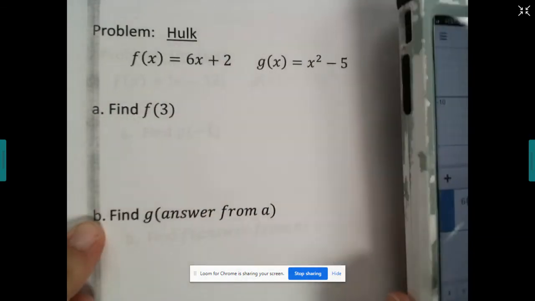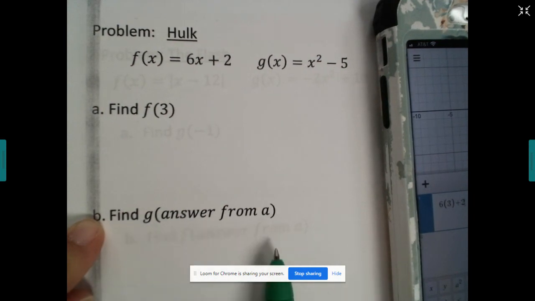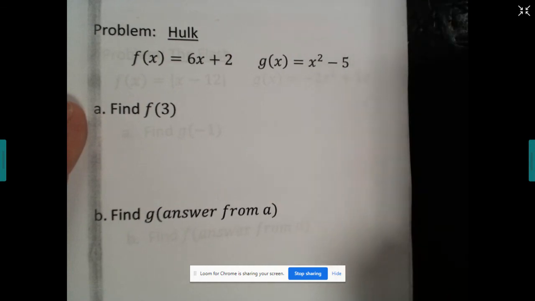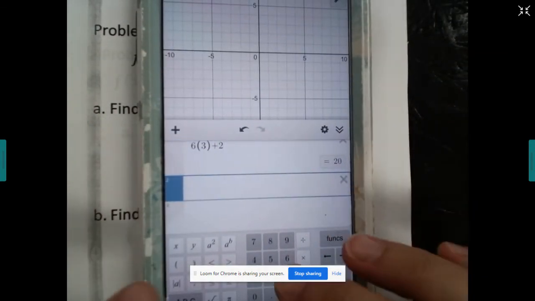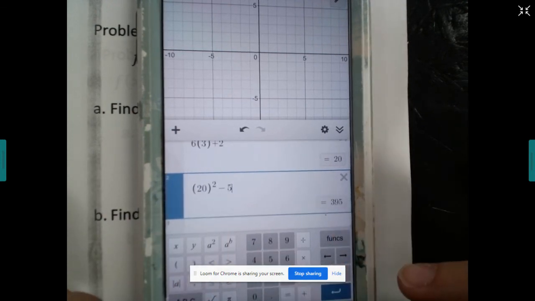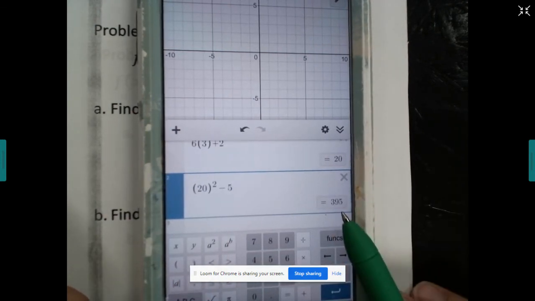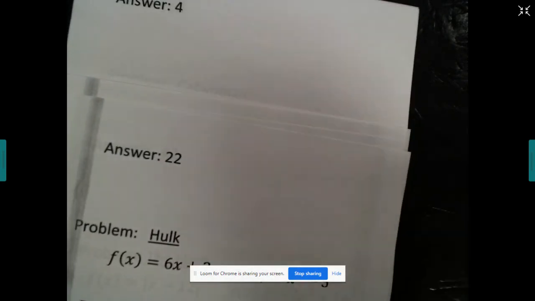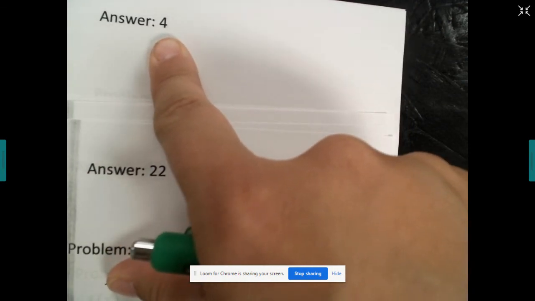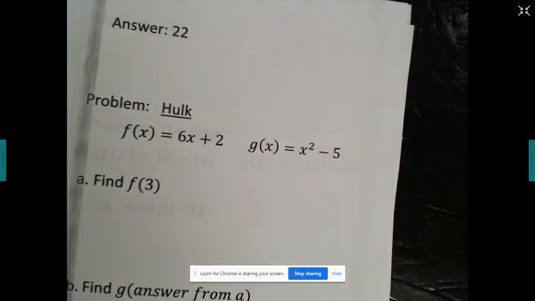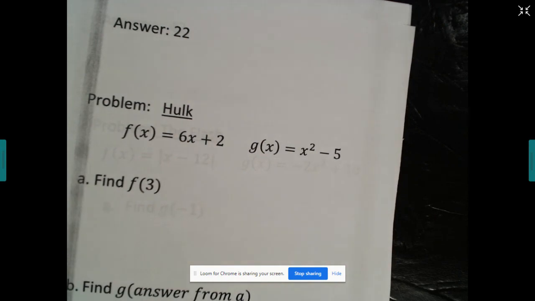So then part B says g of your answer from A. So we're going to take that 20 and plug it into g. So 20 squared minus 5. And that gives us 395. So then on one of these other papers at the top, there'll be the answer 395. So then that's what you're going to be looking for. And then once you have done all of them, there's 13. Then your last one should bring you back to wherever you started. Does that make sense?